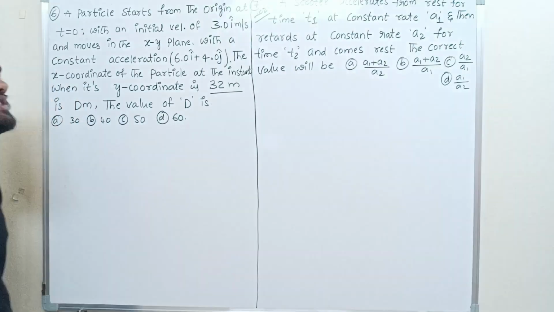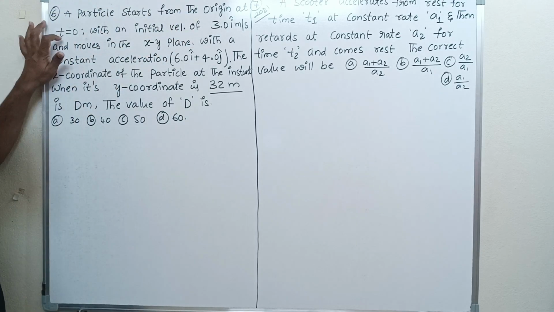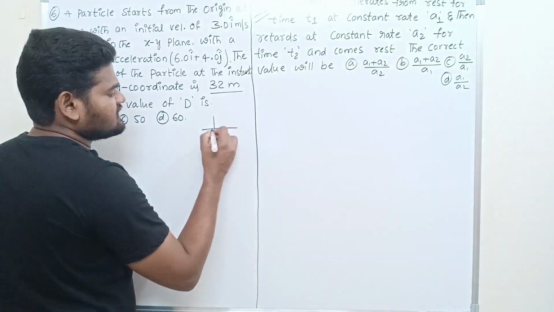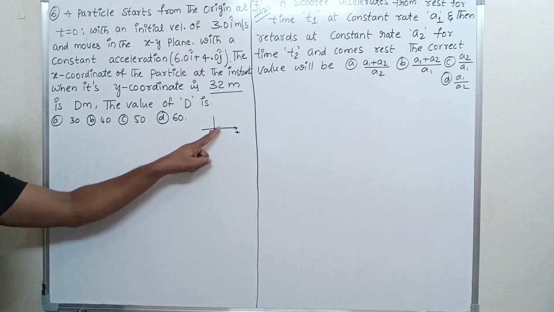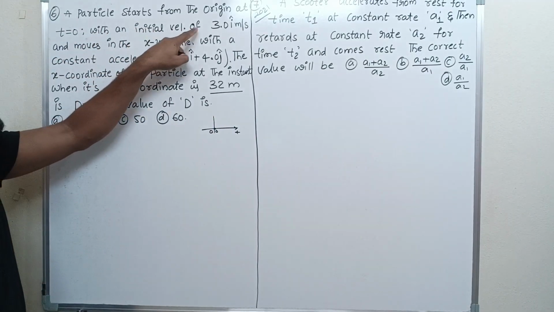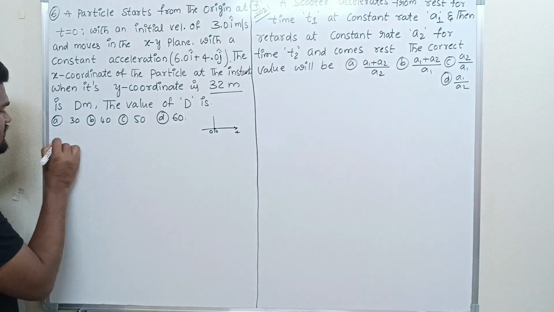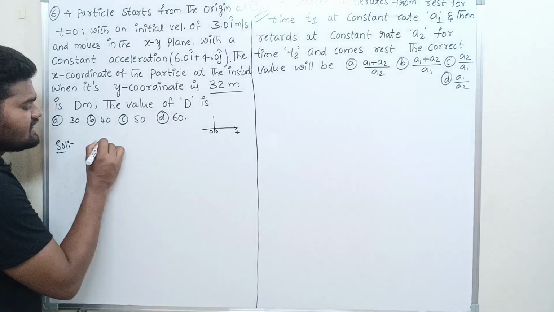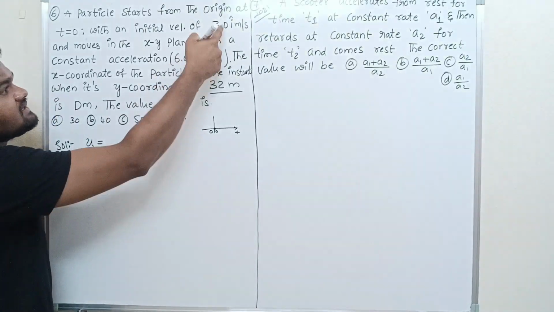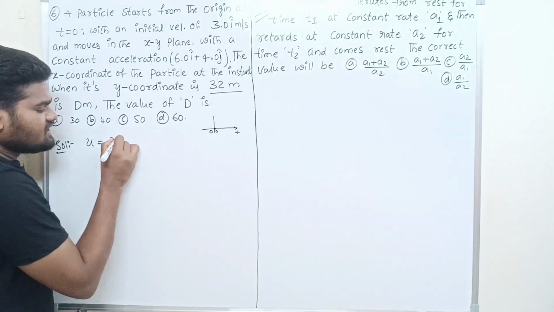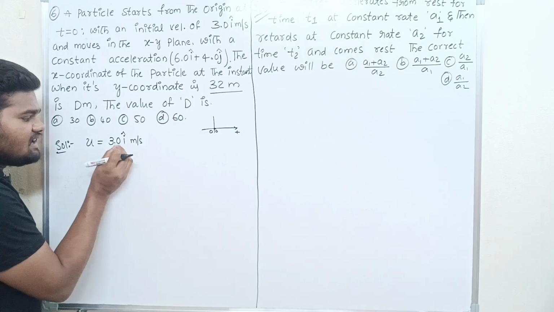Right, so let us see the sixth question. What is the question they have given? A particle starts from the origin at a time t equal to 0. That means a particle starts from the origin at a time t equal to 0, with an initial velocity of 3 I cap. Have a look. Solution: initial velocity given. We can represent initial velocity with u, which is equal to 3.0 I cap meter per second.